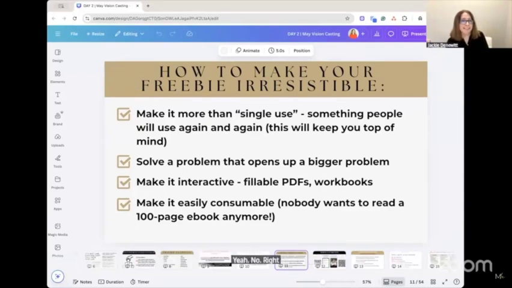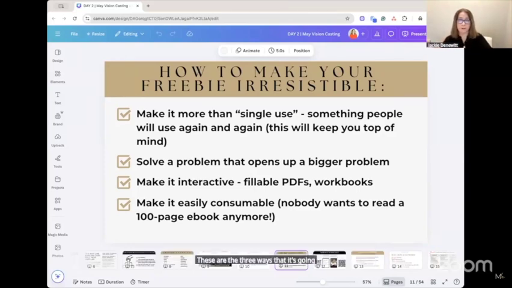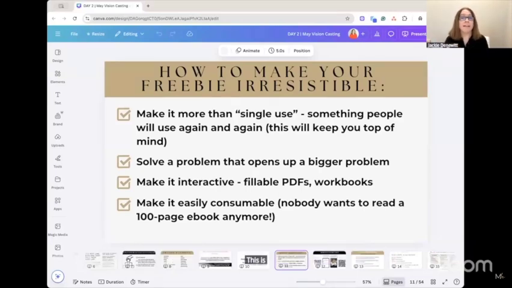And the bottom line is we need to get straight to the point. Again, these are people that are brand new to us, brand new to our ecosystem. So we need to just say, hey, this is what it is. This is what it's going to do for you. These are the 3 ways that it's going to help you. Are you in or out? It needs to be a quick, easy yes. We don't want people to ponder it. We don't want people to sit there and think about it. This is a reflexive thing when we're naming it.